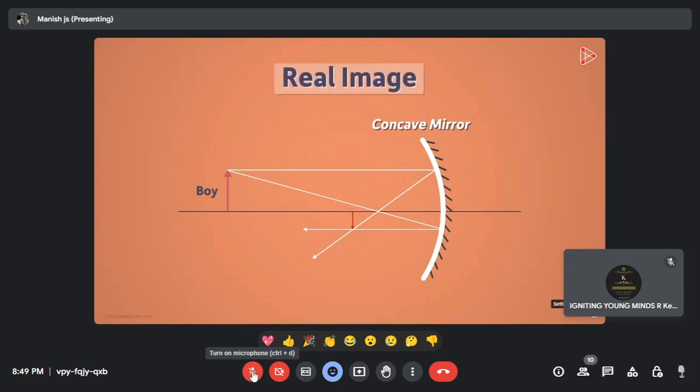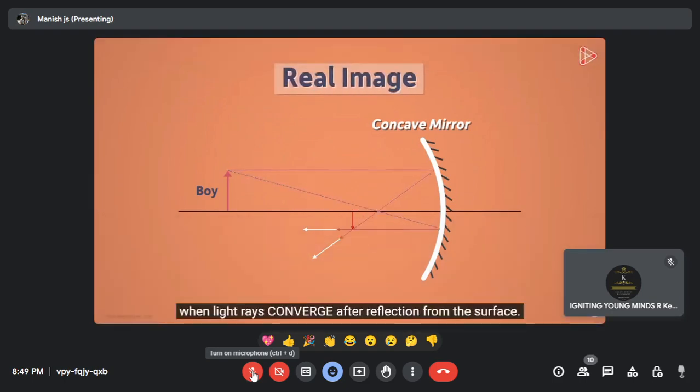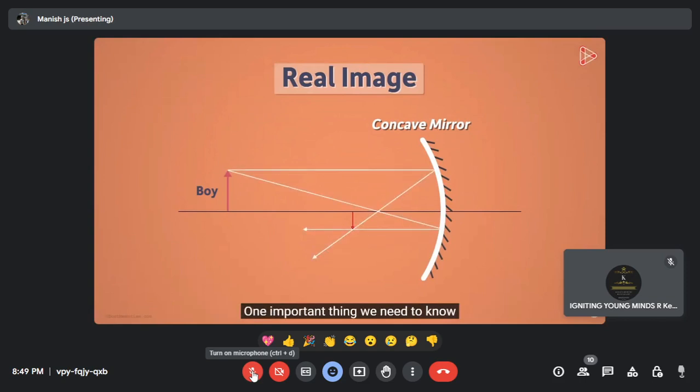It is the image formed when light rays converge after reflection from the surface. One important thing we need to know is that real images formed by concave mirrors are always inverted. We will learn more about this in future videos. You see that in this case, the image is formed on the same side of the mirror as the object is. Real images are always formed on the same side as that of the object, and light rays do reach this position.